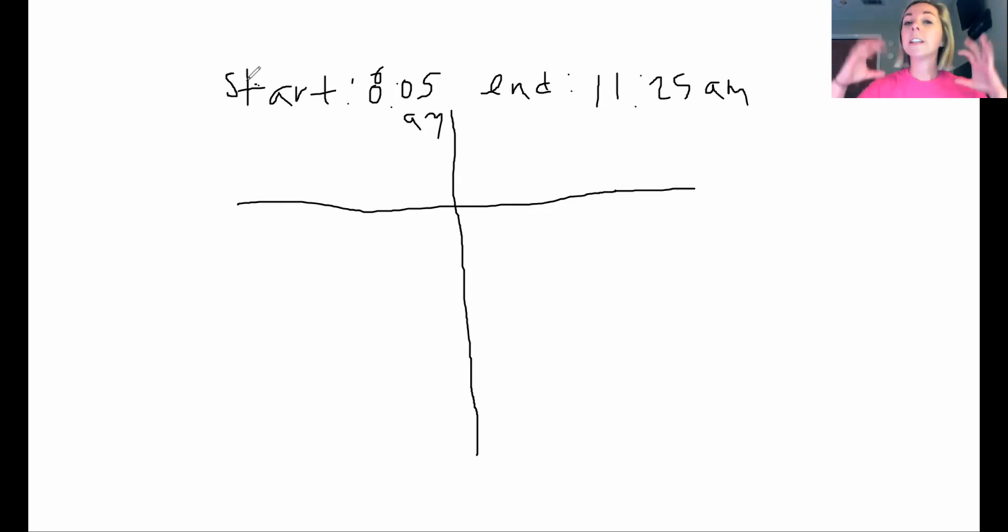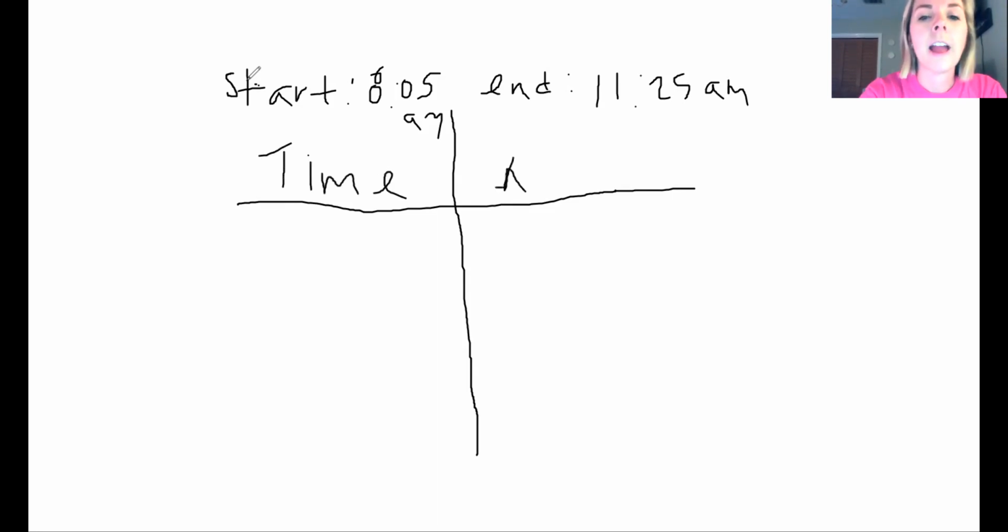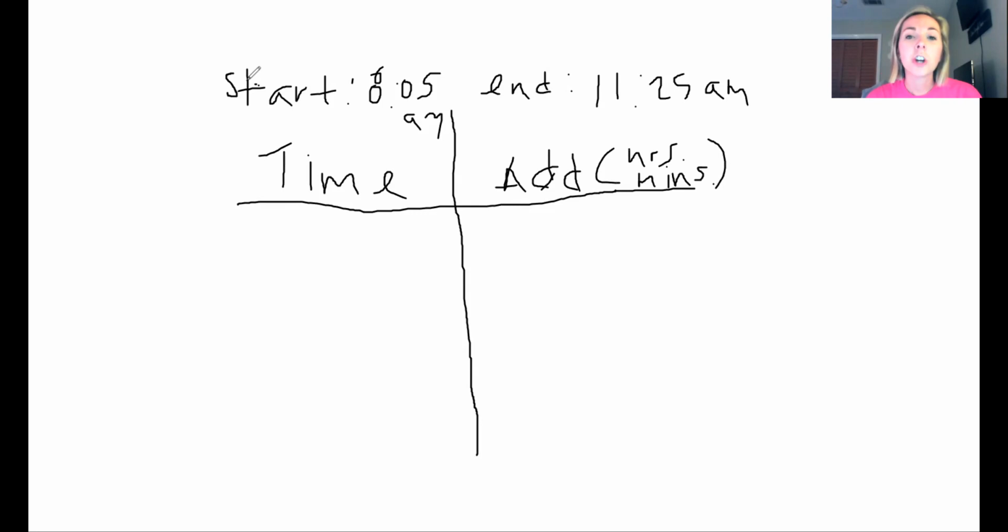Okay, so now we need to label our T-chart. So we wrote our start and our end. It's always good to go ahead and write what you're working with at the top of it, because then you don't forget, oh, what time did I start? What time did I end? It's right there. It's a visual for you. So now on this side right here, I'm going to write time. And on this side over here, I'm going to write add. And in parentheses, I'm going to write hours and minutes. I'm going to abbreviate them. All right, so now my T-chart is labeled.